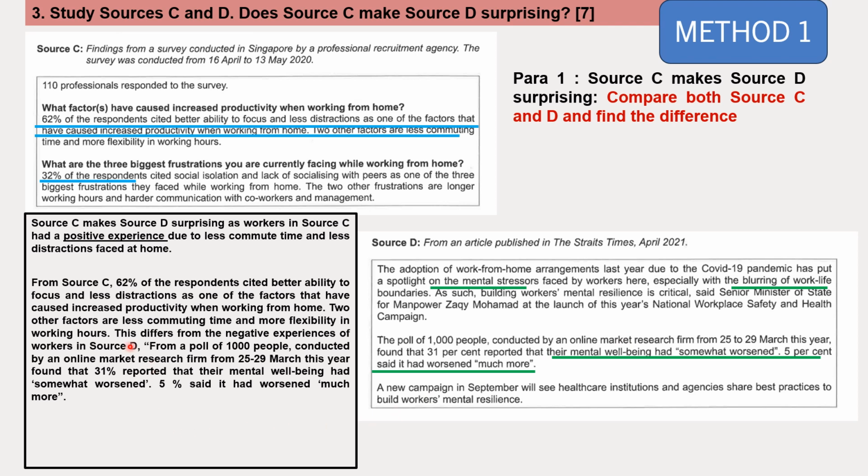You can see that, because I'm saying that it's different, so the words "this differs" or "this is in contrast to". And this suggests that working from home is a negative experience, if you look at source D, due to the mental stressor arising from the blurring of work-life boundaries. So they are surprising because one says that it's more positive, the other one seems to say that it is definitely negative.